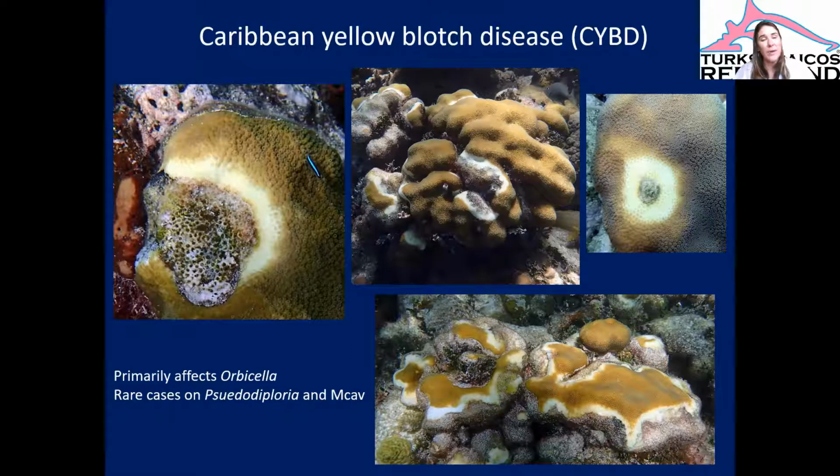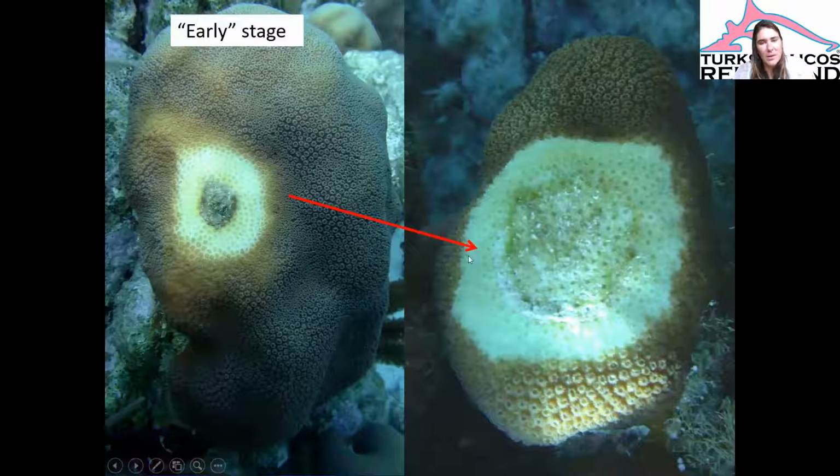Firstly, it primarily affects Orbicellas, those are our star corals, our lobed, our great, and our mountainous, as well as the boulder. Occasionally it can be found on Pseudodiploria, which are two of our brain corals, or Montastraea cavernosa. But generally speaking, you're looking at a yellow, often circular band that takes on edges of the coral, works its way from the base in, or from a spot that was already damaged. And the lesion will grow outwards.